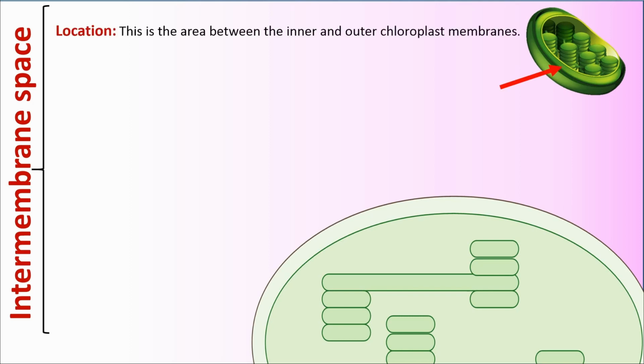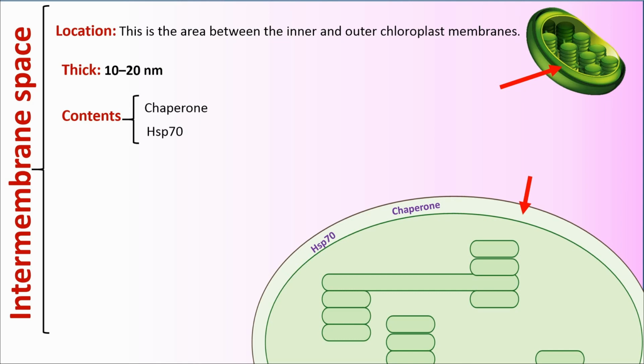Intermembrane space of chloroplast. It's the area between the inner and outer chloroplast membranes. Its thickness is 10 to 20 nanometers. Its contents are chaperones and HSP70. It does not seem to have any obvious function.